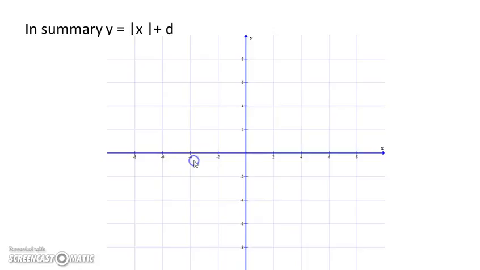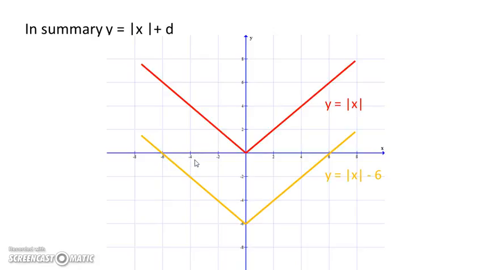Just to show you that again, there's absolute value of x. There's y equals absolute value of x minus 6. Y equals absolute value of x plus 5. We're moving it down 6, we're moving it up 5. Okay, there's numbers on the end, move it up and down. Also called vertical translation.